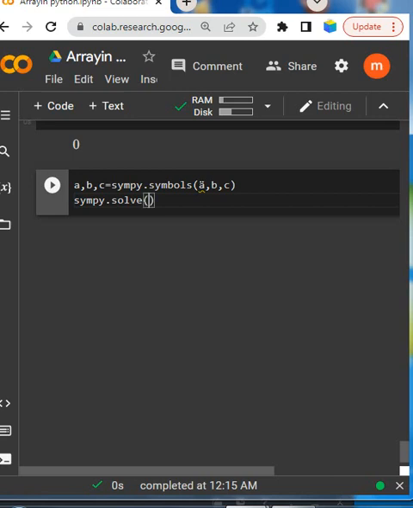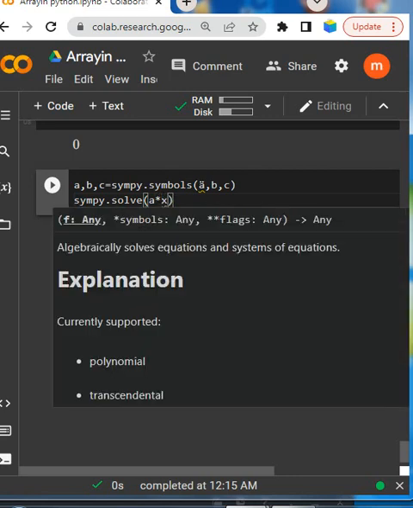Now bracket start, a into x square plus b into 2 to the power x minus 3.